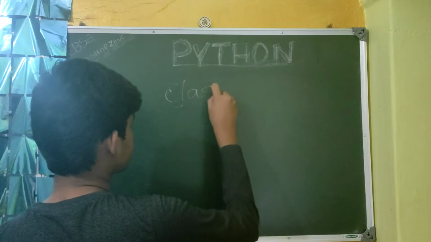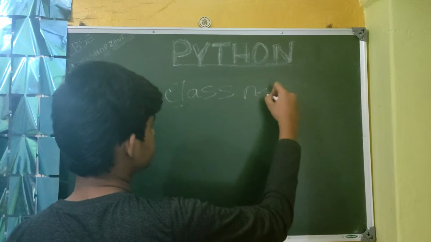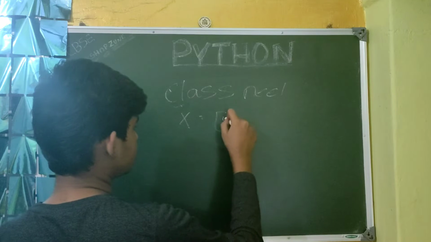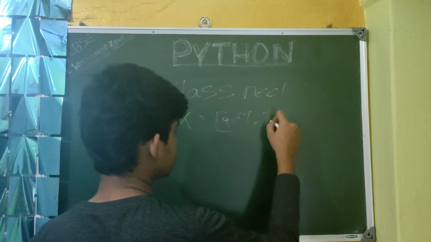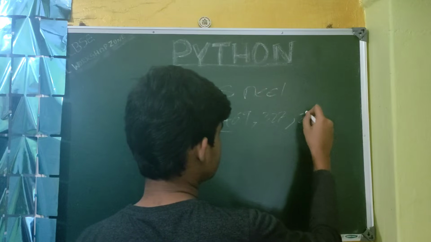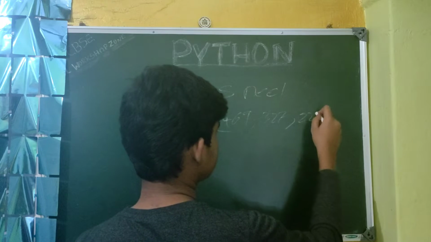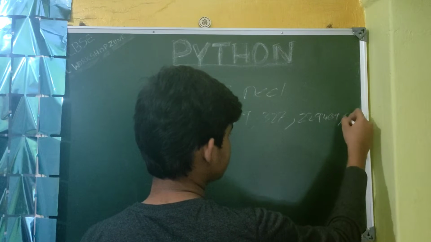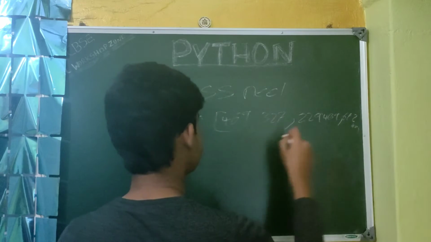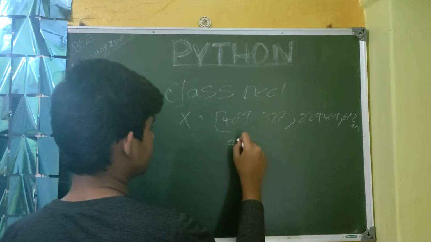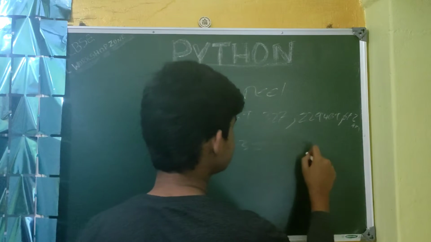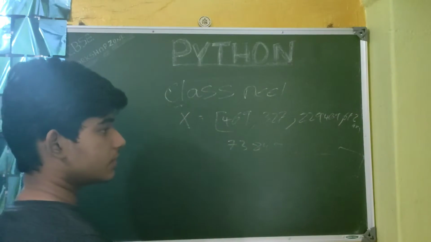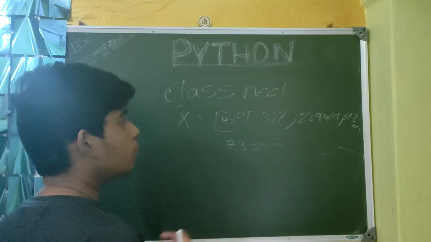class Neel. Let's say you have x is equals to 469,327, 229,469, 672,981, 738,469, and imagine there are like 30 to 40 numbers like this. And imagine you want to find out the highest value and the lowest value.